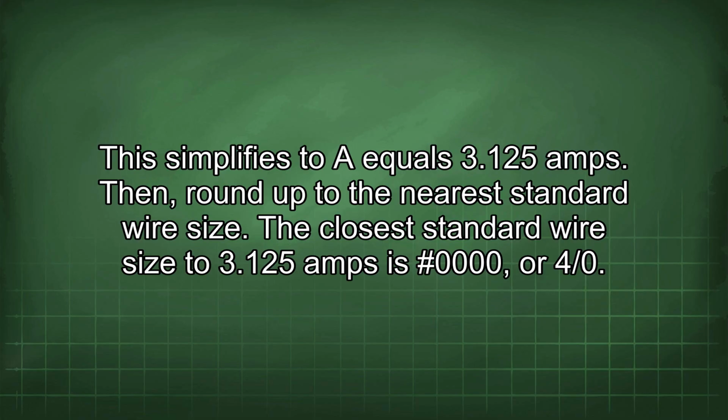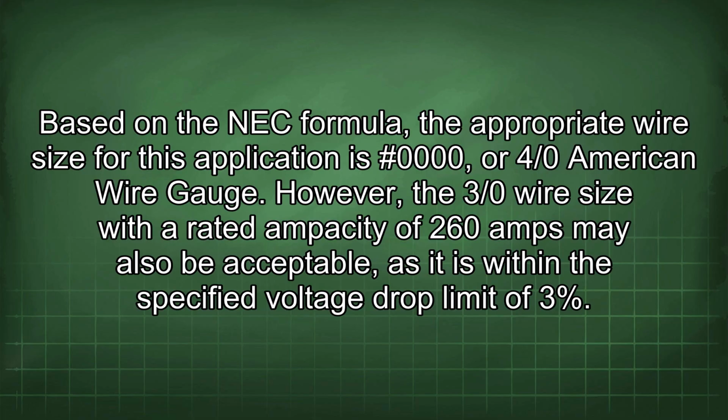Then, round up to the nearest standard wire size. The closest standard wire size to 3.125 amps is #0, or 4/0. Based on the NEC formula, the appropriate wire size for this application is #0, or 4/0 American wire gauge.